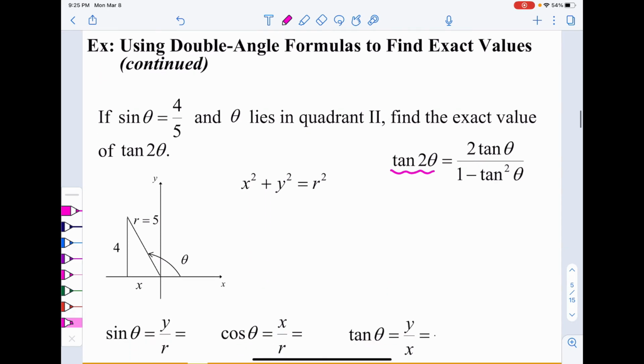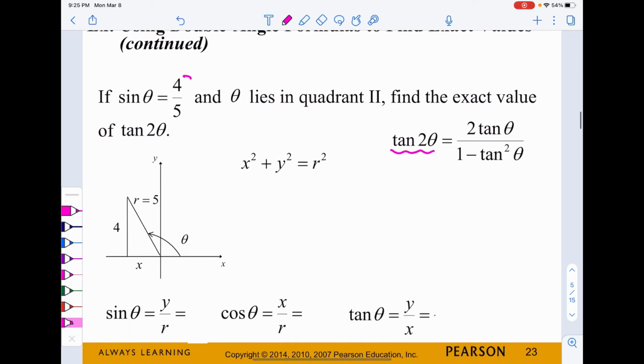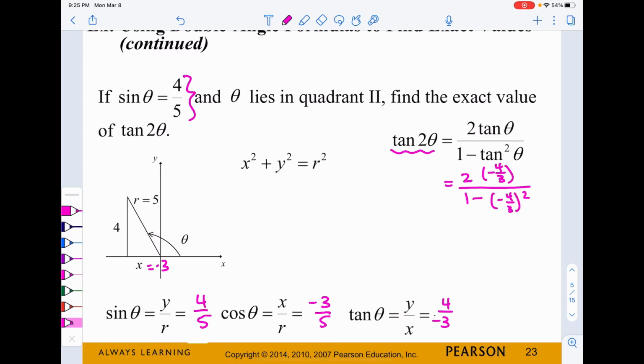Let's find our tangent of 2 theta. Again, our given was our sine of 4/5. The cosine we found was -3/5. We can find our tangent by taking our y value, which is 4, divided by our x value, which is -3. And then we can go about plugging it in. So we have 2 times the tangent of theta. Tangent is 4 over -3, or just -4/3, divided by 1 minus our tangent squared of theta. Tangent is -4/3, so we're going to take -4/3 and square that.